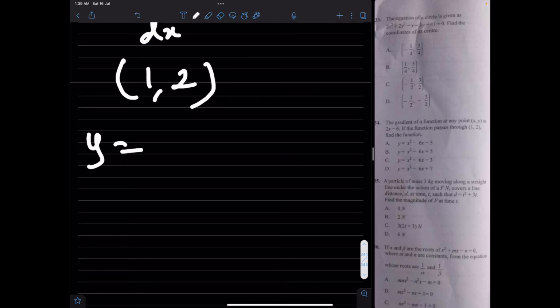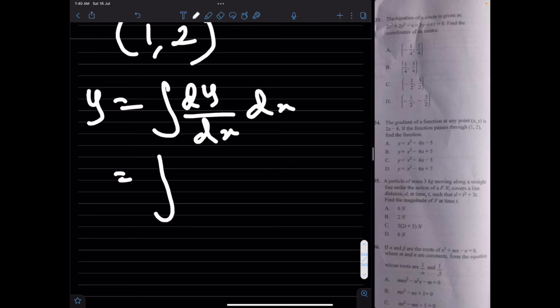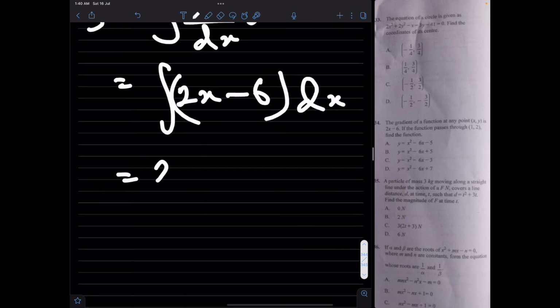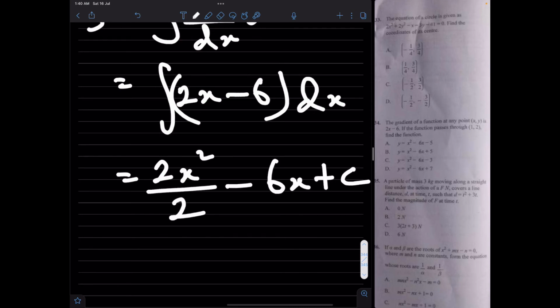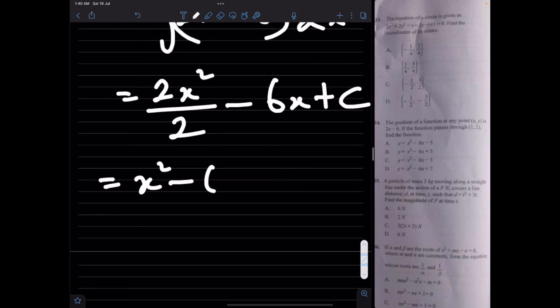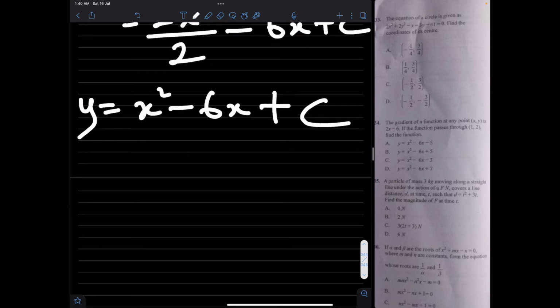Let the function be y. That means y will be the integral of dy/dx with respect to x, which simply means the integral of 2x minus 6 with respect to x, and that will be 2x squared all over 2 minus 6x plus c, which is the same as x squared minus 6x plus c. All we need now is to find the value of c.